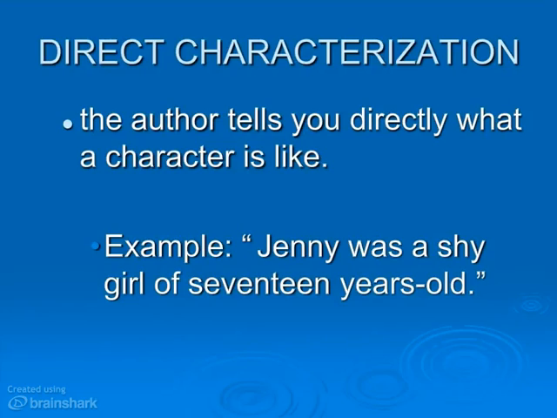There are two types of characterization. The first is direct characterization, where the author tells you directly what a character is like. Here's an example. Jenny was a shy girl of 17 years old. Well, what do we know about Jenny? We know she's shy, we know she's a girl, and we know she's 17. How did we know that? Because the author directly told us this is what this character's like.